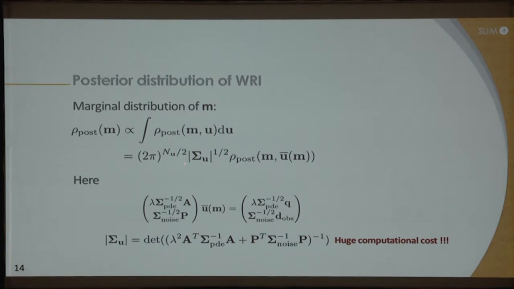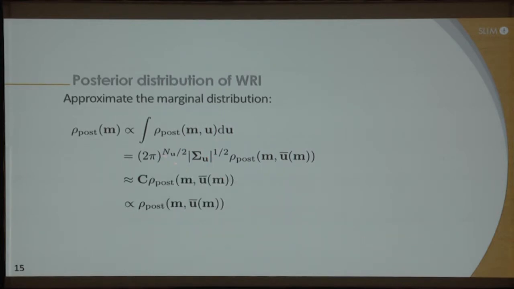But here you have the determinants term, which is very difficult to compute. So we need to do some approximations. What we do is that we assume that for all n, this term can be a constant. So we use this posterior distribution to approximate the true marginal distribution of the m.